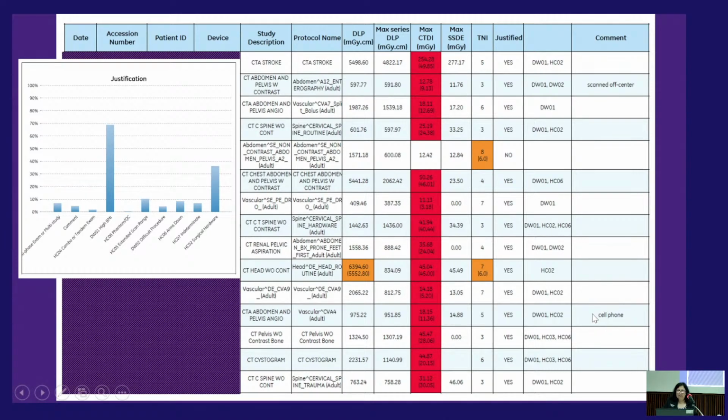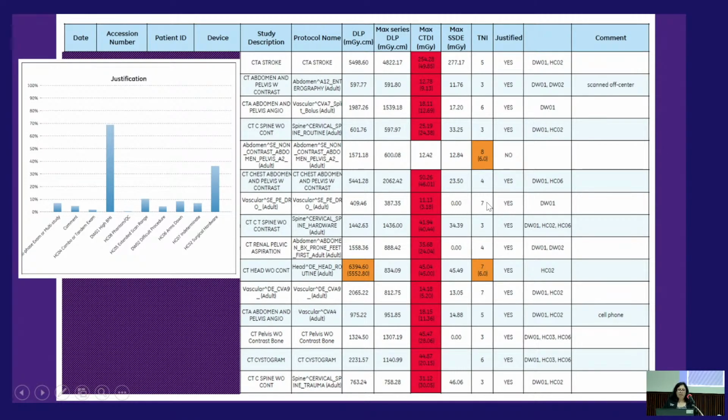This must have been cell phone is what it was put here. So somehow the cell phone must have, I don't know what that means, but these are the comments from the technologist. So I would focus more on the codes, which would make more sense to me than the comments. But what I'm trying to say here is the technologists log in and they justify. So you can see for this one, they did not justify. So one case they missed, or whatever the reason might be.